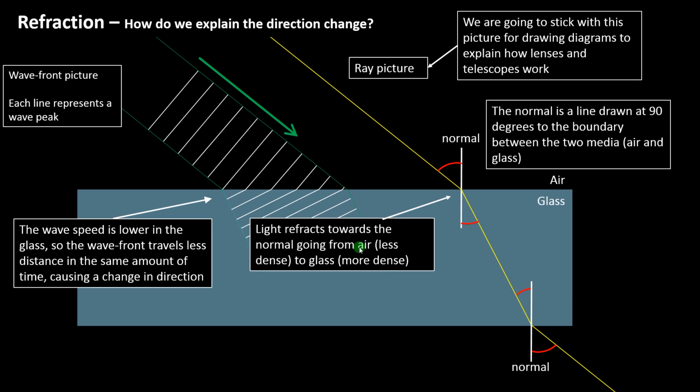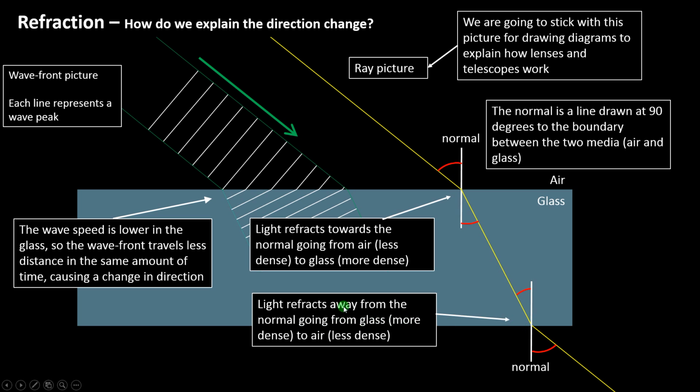What that means is going from air into either glass, plastic or water, the ray will bend towards the normal. And what you can see I've shown here on the other side, which I didn't show with the wavefront picture, is also what happens when the ray comes out of the glass into the air. And that way it bends the opposite direction, moving from the more dense medium to the less dense medium.